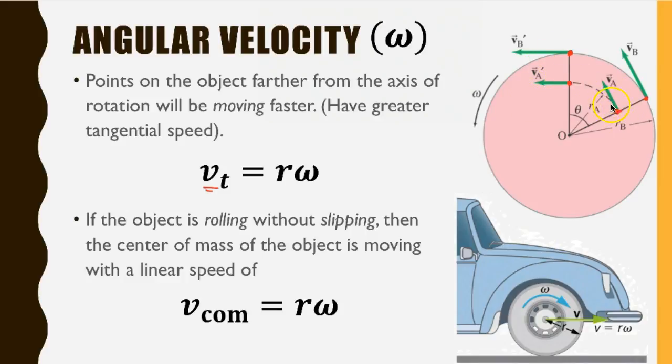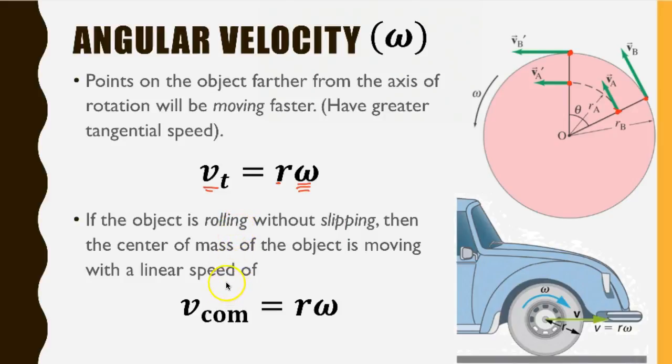However, the arc length that A travels is much less than the length that B travels. B has to travel this huge length in that same amount of time. Therefore, the tangential velocity depends on the distance r from the axis of rotation. So the tangential velocity of B is greater than the tangential velocity of A, although they have the exact same angular or rotational velocity.